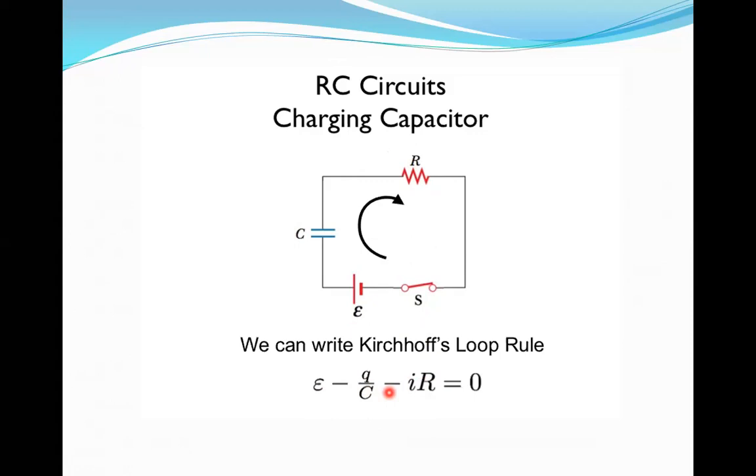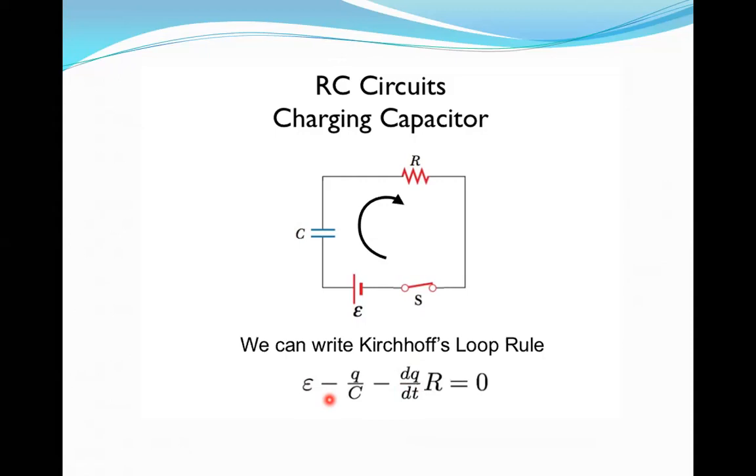Now, because we are finding out the charge in the condenser in the RC circuit, this I we will replace with respect to Q. So what is current? How do we define electric current? Electric current is nothing but the rate of flow of charges. It means dQ by dt. So we can write the same equation as E minus Q by C minus dQ by dt into R is equal to 0.